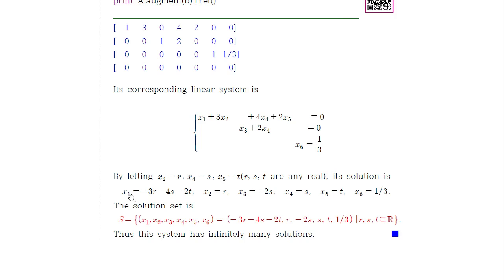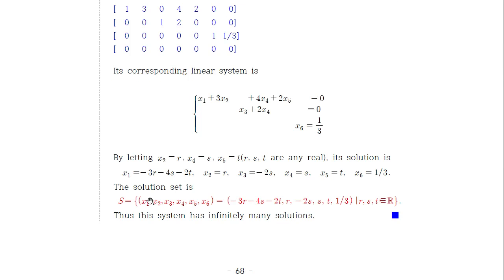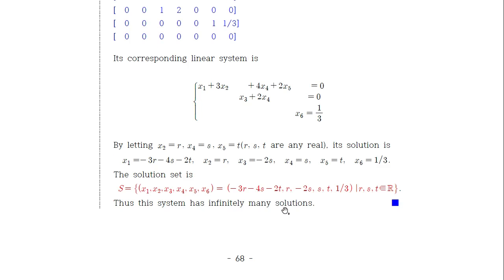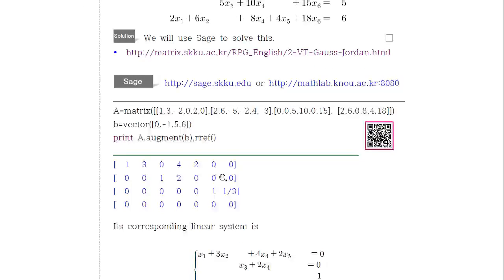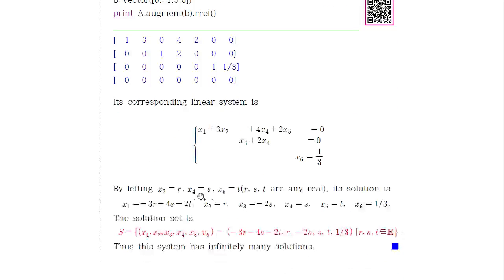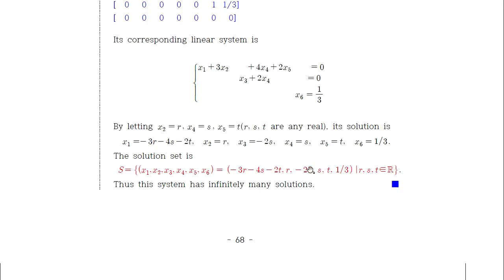With those, you will have x1 like this. So the solution x1 to x6 can be written like this for real numbers R, S, and T. So this is the whole solution set of the given linear system of equations. It has infinitely many solutions. So if you have a large linear system of equations, all you have to do is find the RREF of the augmented matrix, then let the free variables be real numbers, and you can easily find the solution set like this.